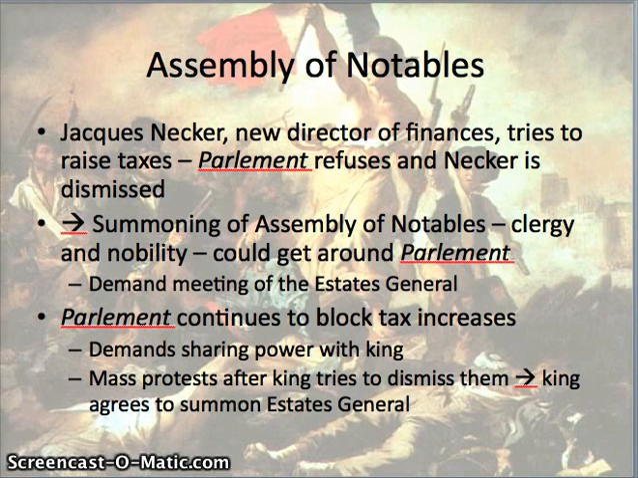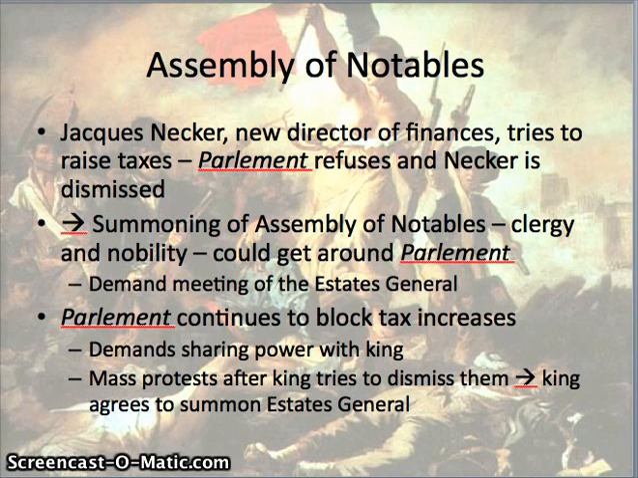But the Parlement, remember, the Parlement has the ability to approve of or refuse the king's decrees. Okay, so the king is going to try to decree an increase in taxes in the first and second estate. The Parlement's going to say no, and then Jacques Necker is going to be dismissed. Okay, so Louis the 16th decides that his way to maybe get around the Parlement is to summon a group of clergy and nobility, and they're called the Assembly of Notables.